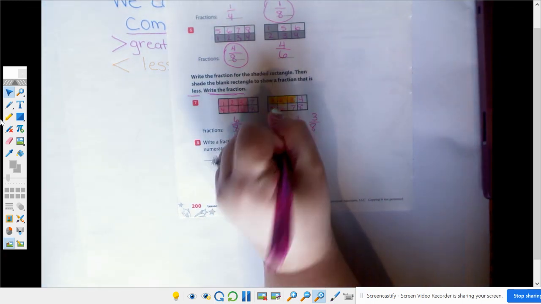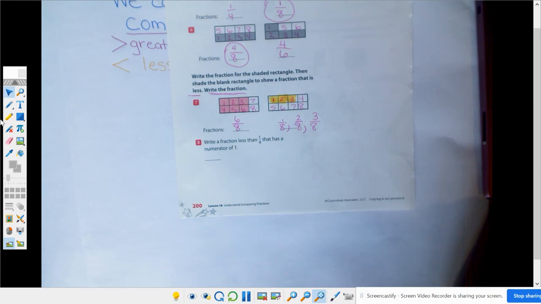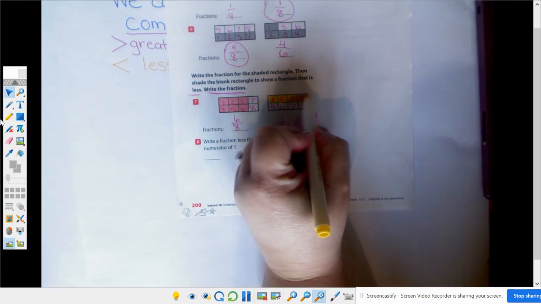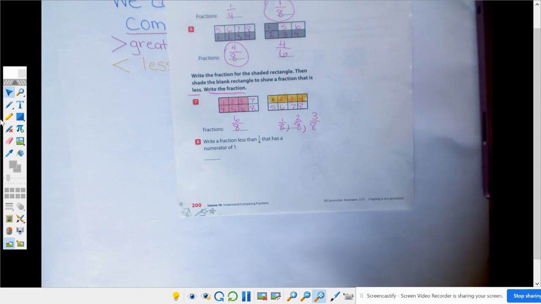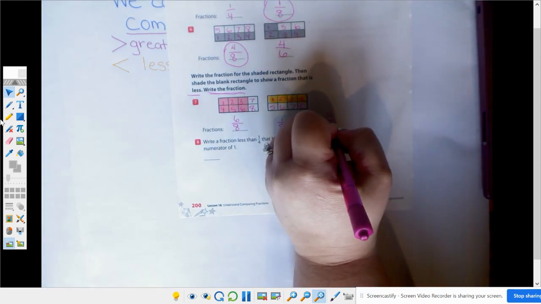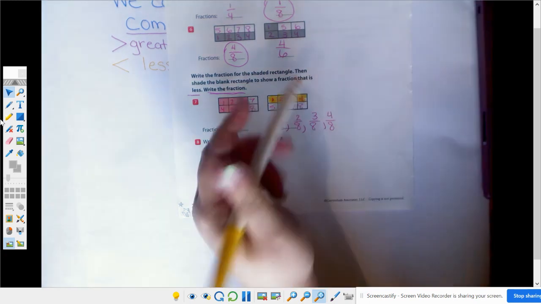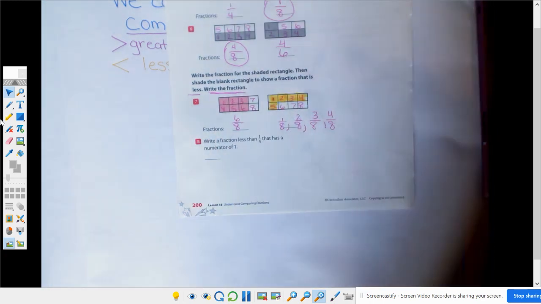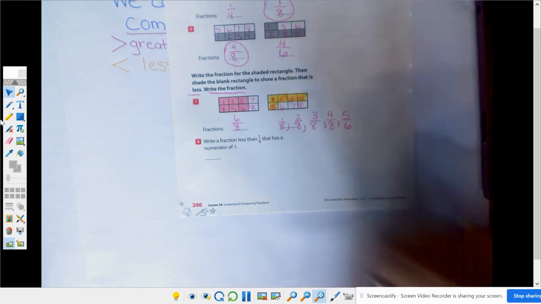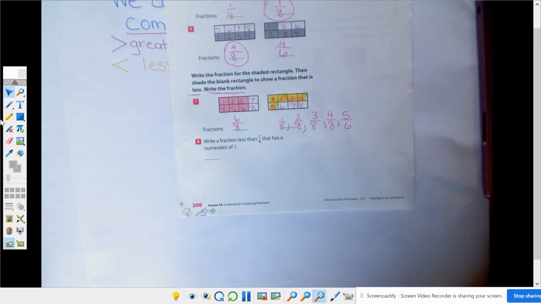I'm going to put commas between here so that you know that any of these would be correct. What if we did 4/8? That's still less than 6/8. So if you did 4/8, you're correct. And then finally, if you did 5/8, you could also be correct. Now, if you put 6/8, that would not be correct because that would be equal. If you put 7/8 or 8/8, those would not be correct because they would be more.